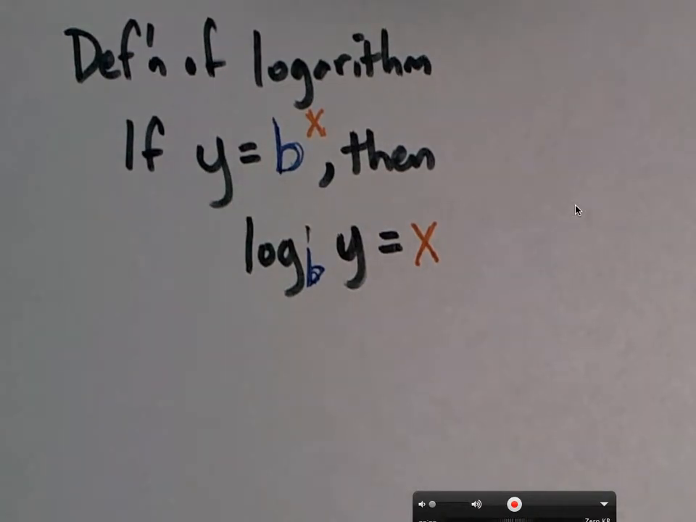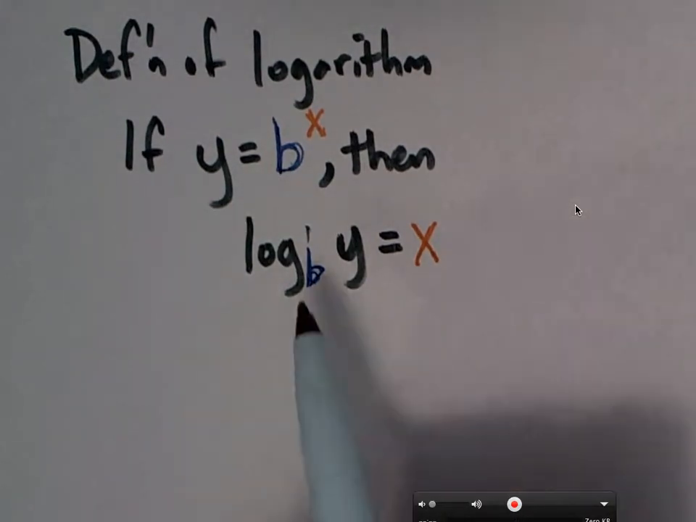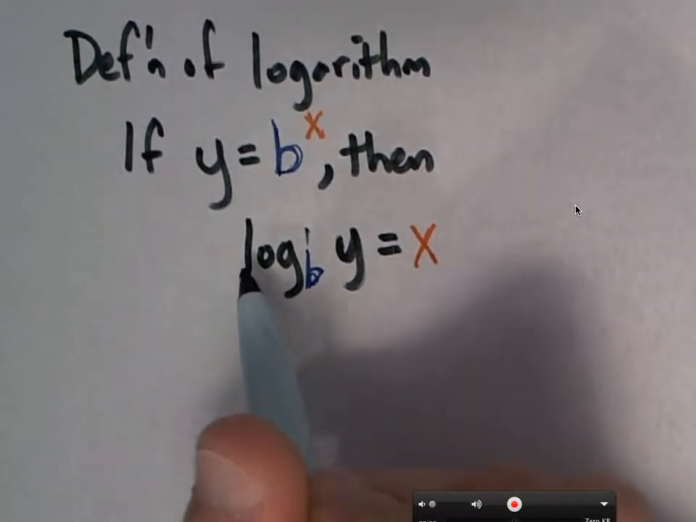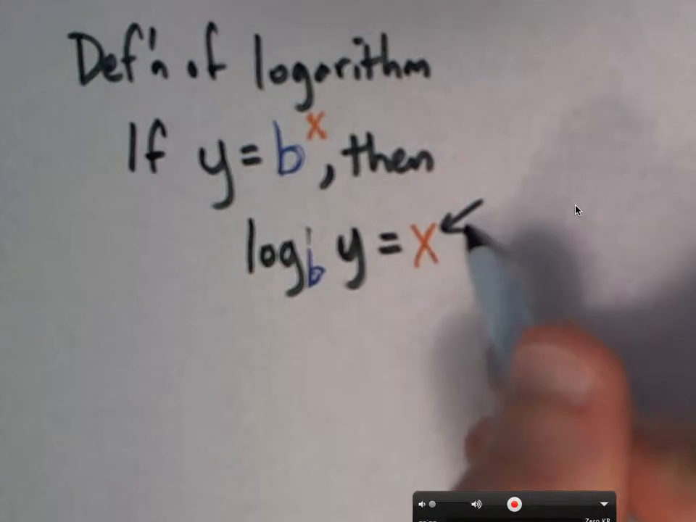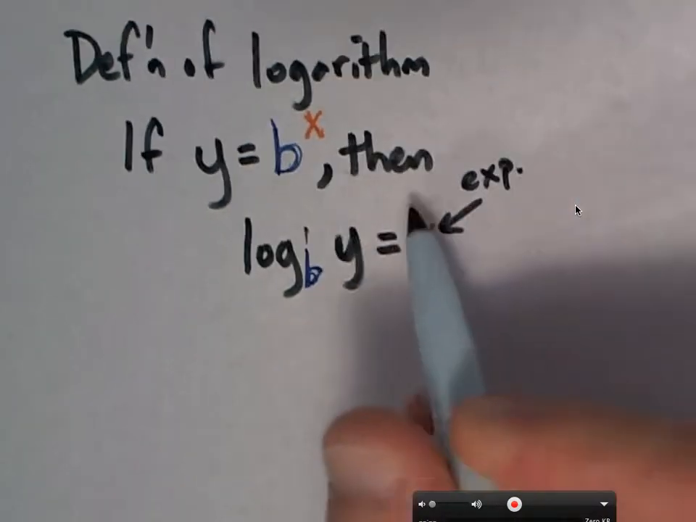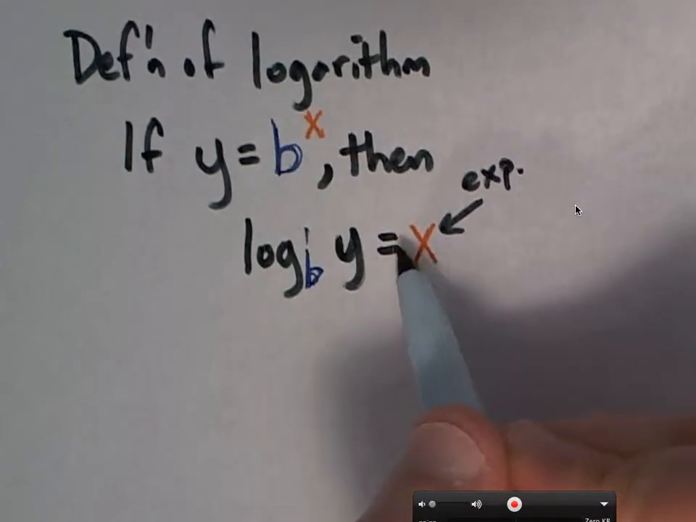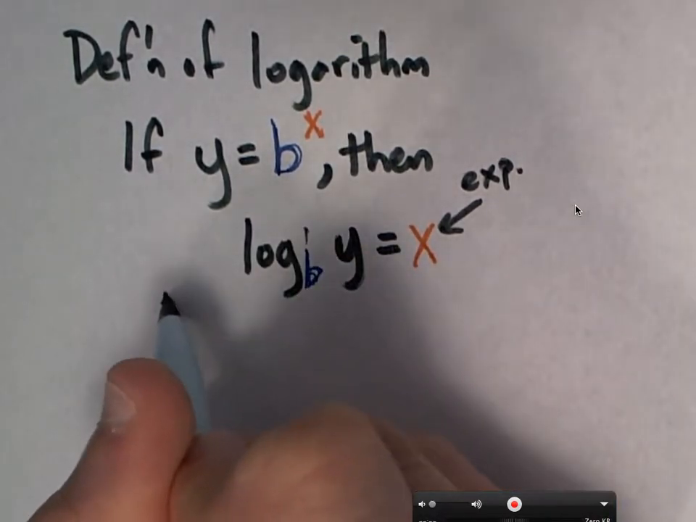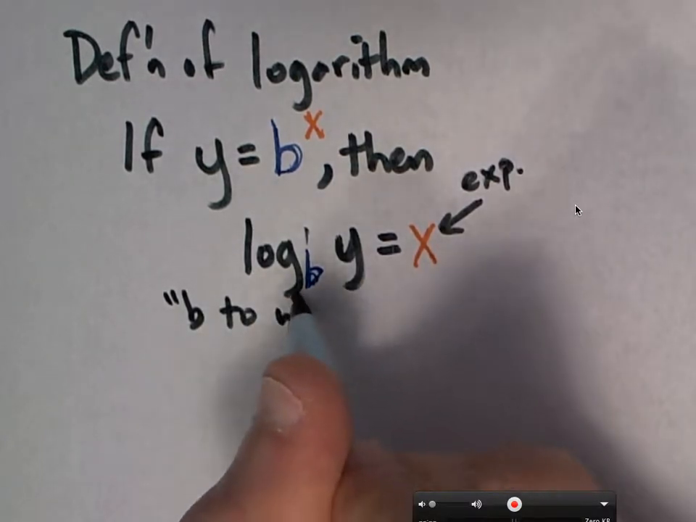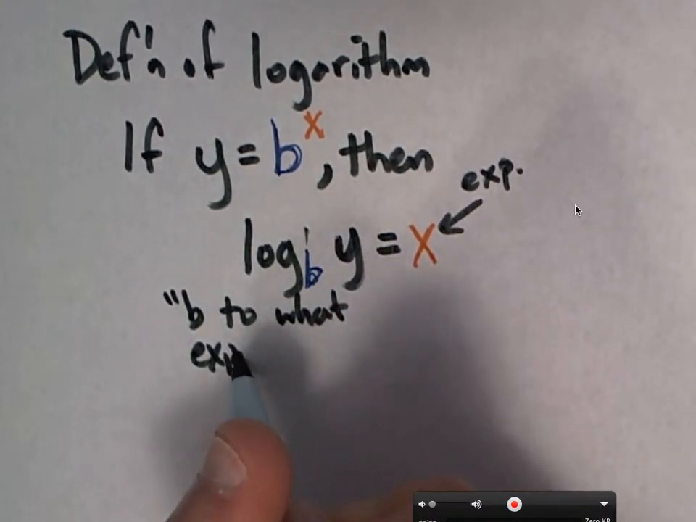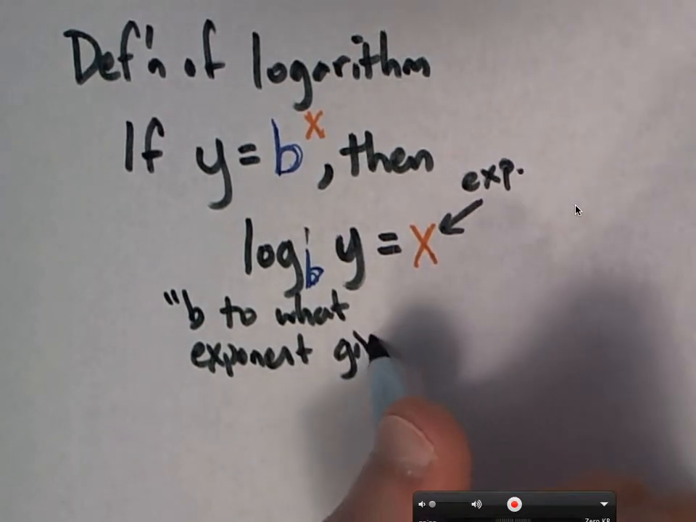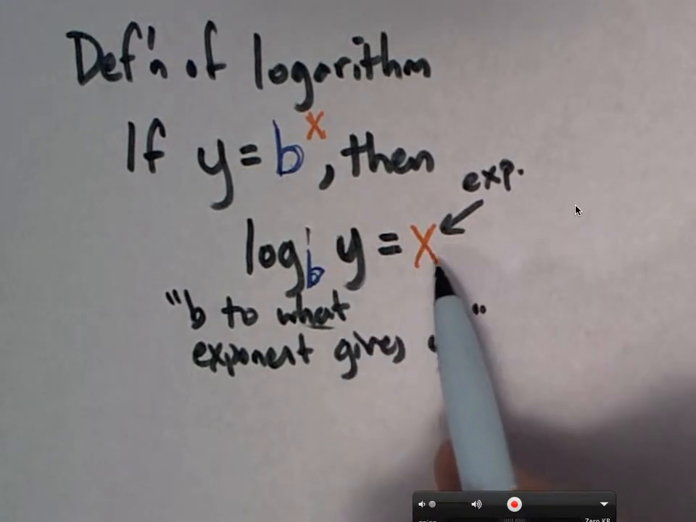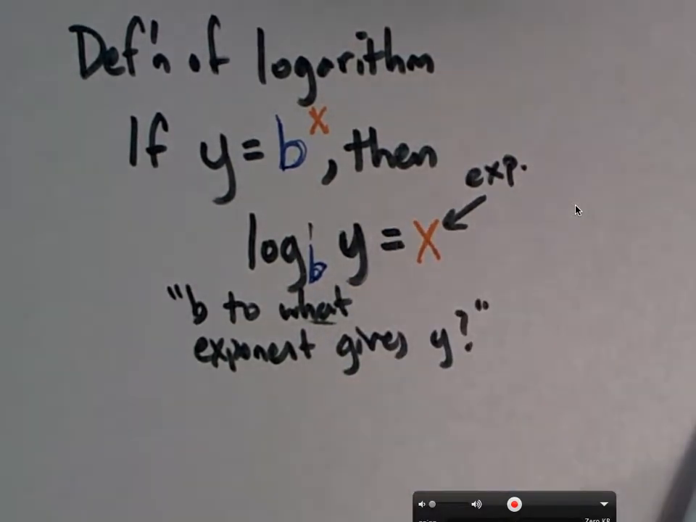If we stop and think about this for a second, it makes sense because remember, what is a logarithm? It's an exponent. So here's the logarithm part, and there's your exponent. What this is really saying, what you should always ask yourself when you're trying to evaluate, is: b to what exponent gives y? Because that's what you're trying to find. A log is just an exponent.